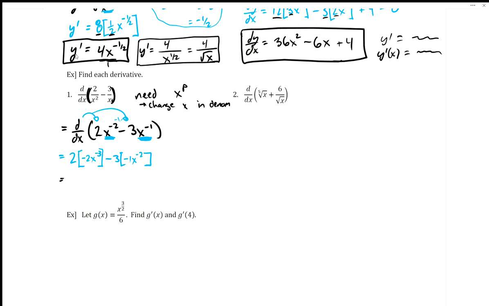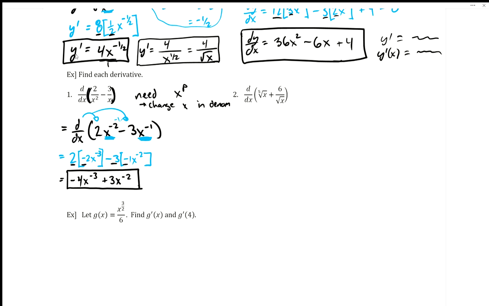So 2 times negative 2 would be negative 4. So that multiplies like normal. And then x to the negative 3 is left over. And then notice here we have a minus 3 and a negative 1. That would become plus 3 when they multiply. And then x to the negative 2. Okay, and then this might be fine if they don't care about the negative power, which often they do not.